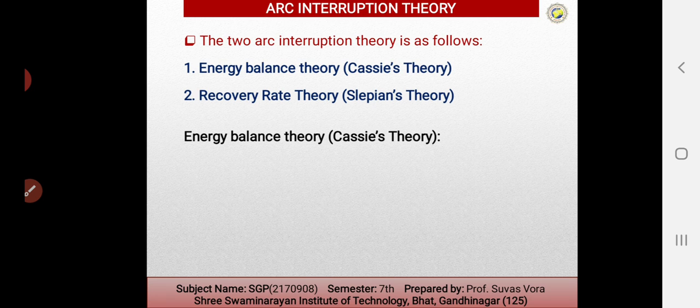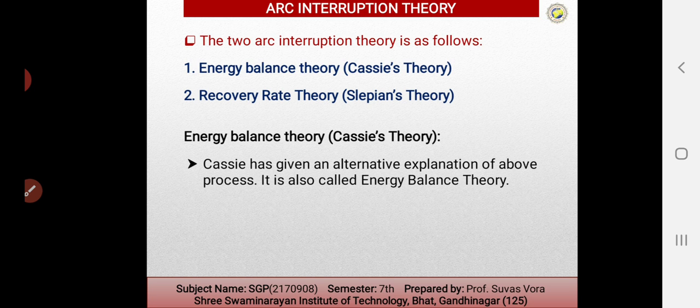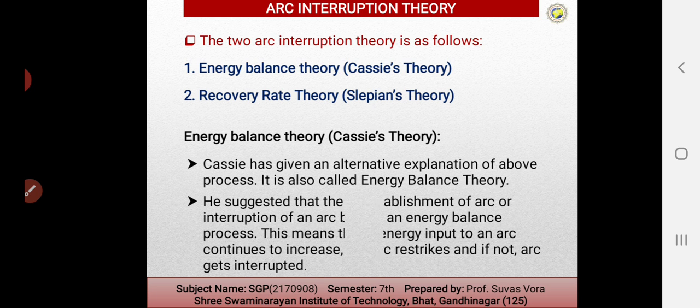The energy balance theory states that if the rate of heat dissipated between the contacts is greater than the rate at which it is developed, the arc is interrupted. Cassie has given an alternative explanation of the process. It is also called the energy balance theory.